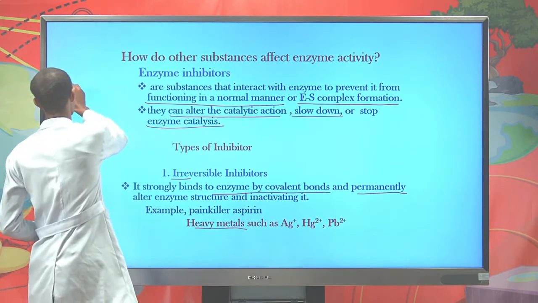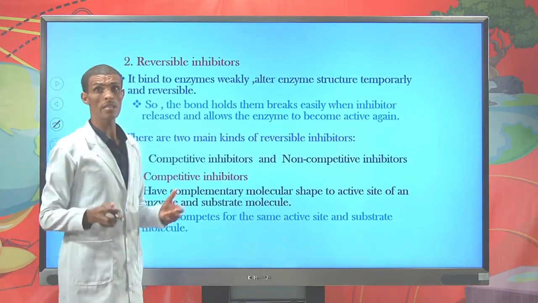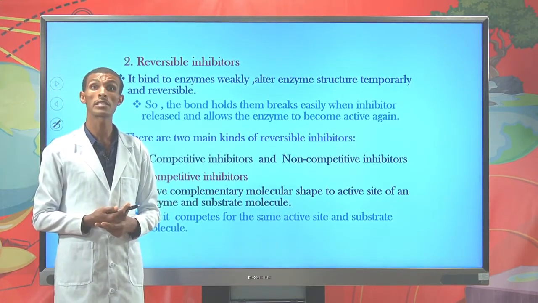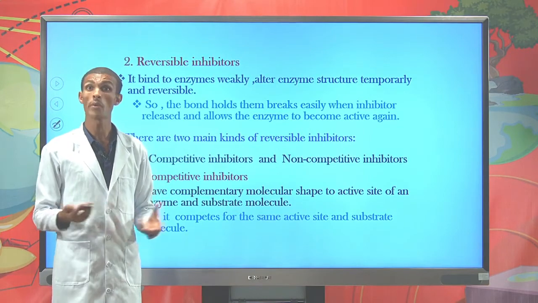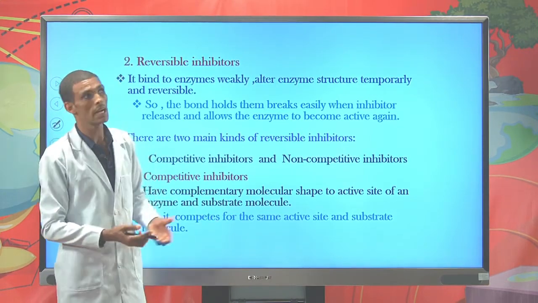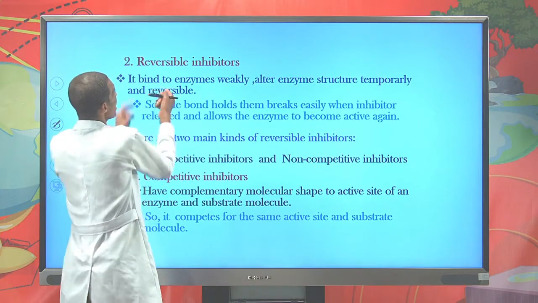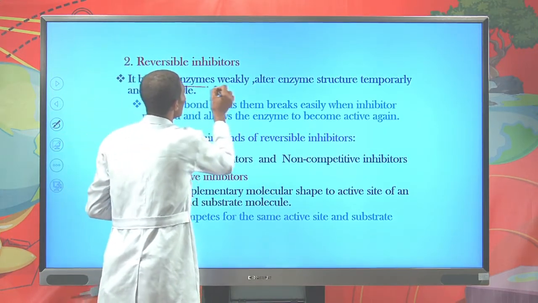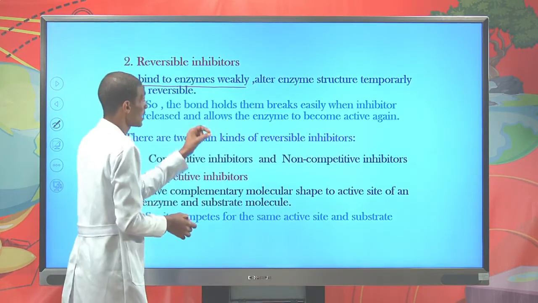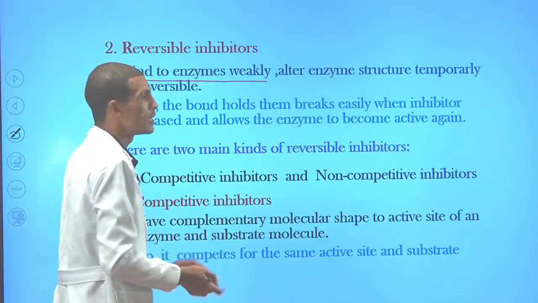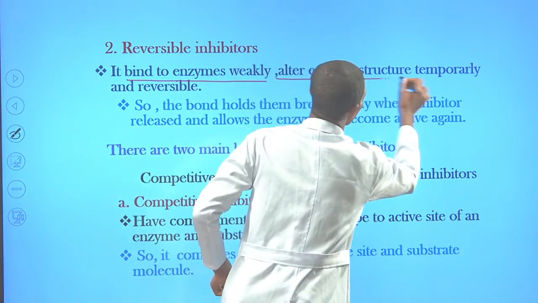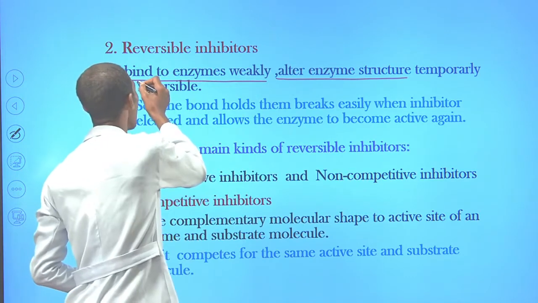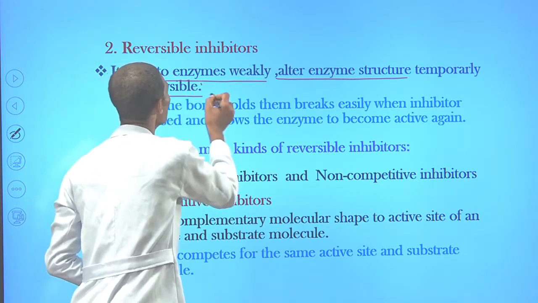Well then, in contrast to the irreversible inhibitor is the reversible inhibitor. A reversible inhibitor is defined as a substance that binds to an enzyme's active site in a weak manner. It can alter enzyme activity temporarily, and the action can be reversed when the inhibitor is removed.